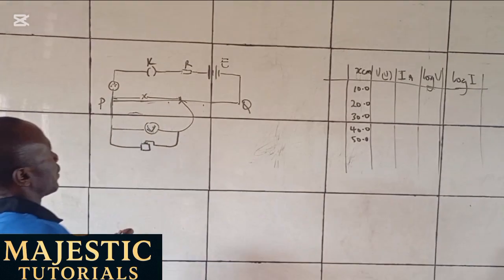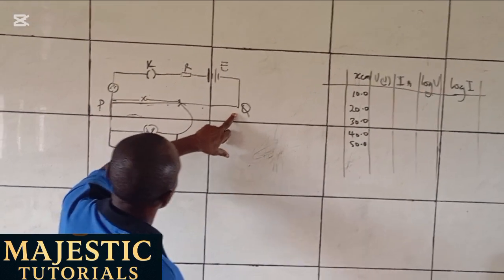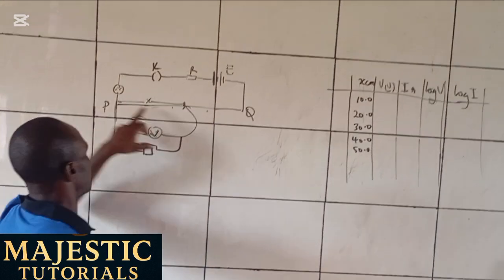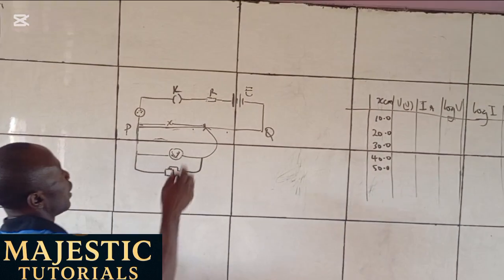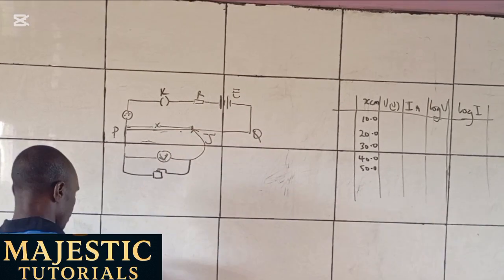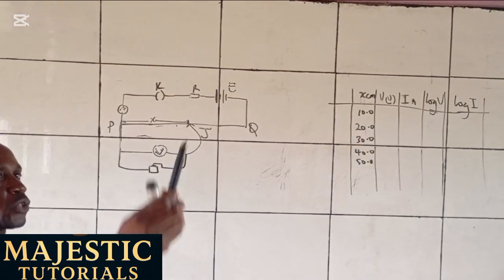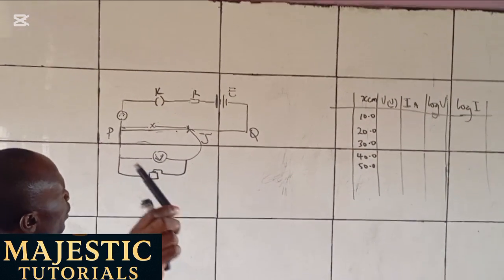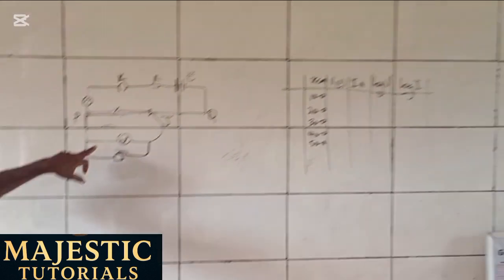So we have the battery here, and then the wire PQ is representing the potentiometer of uniform length 100. And at this point we have the jockey. This arrow symbolizes the jockey. This is what we call jockey. The job is just to make contacts, that's all, or to hold wires.